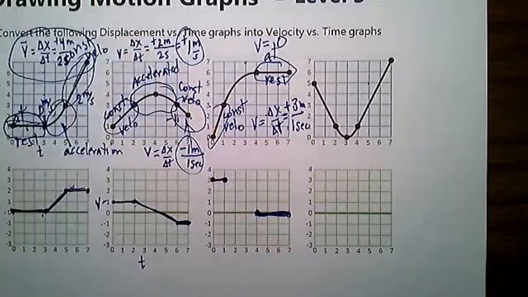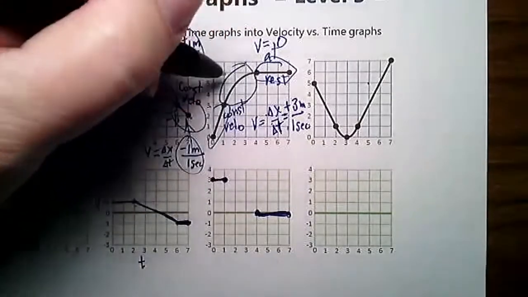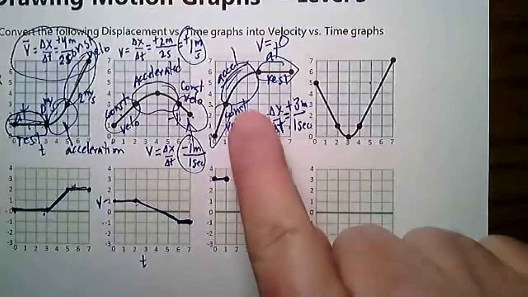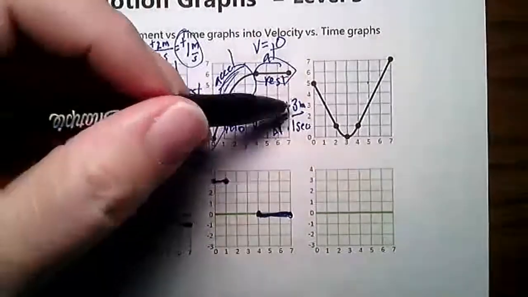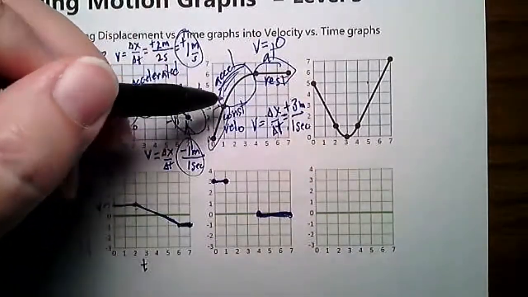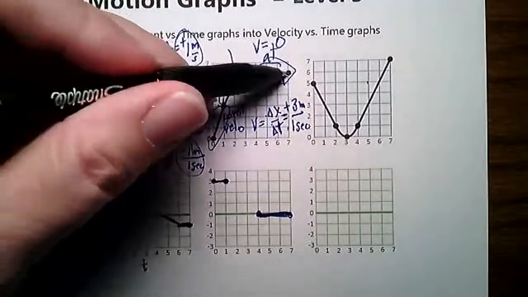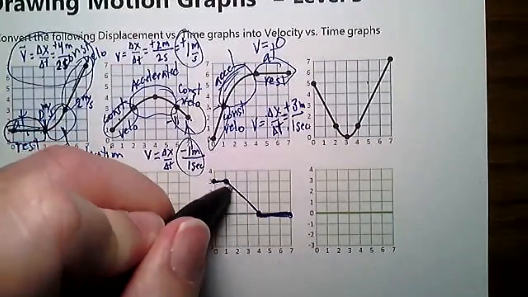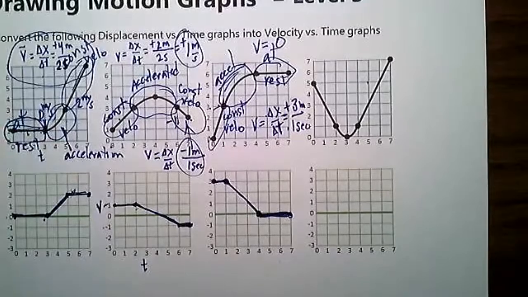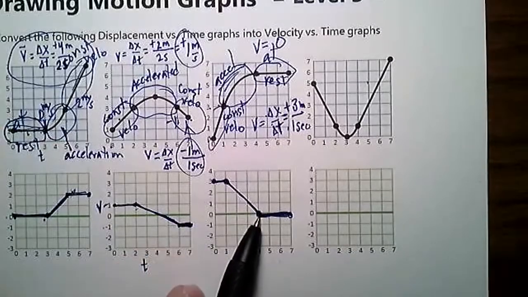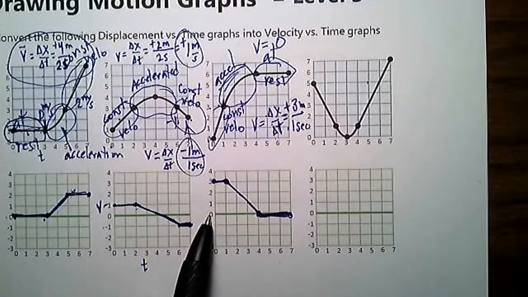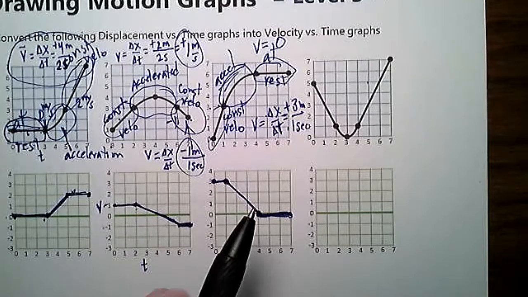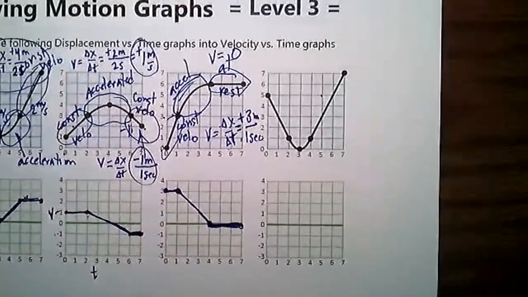All right, so what happened during this accelerated period? What happened during this period? Well, my velocity changed from 3 meters per second to 0 meters per second, or went from here right down to there. Okay, from 3 meters per second down to 0 meters per second in 3 seconds. All right, that's your graph for this next one.